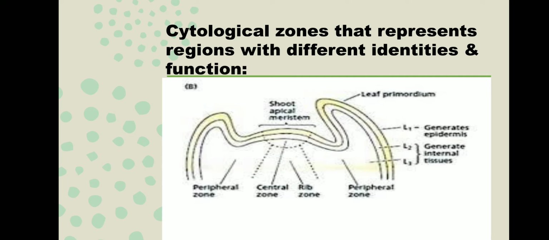So this WUS activity is promoted and maintained, or the activity of apical initials is promoted, by a different set of genes. These set of genes are called CLAVATA, clavata, club shape. Clavata includes a different set of genes, the individual genes like CLV1, CLV2, and CLV3.